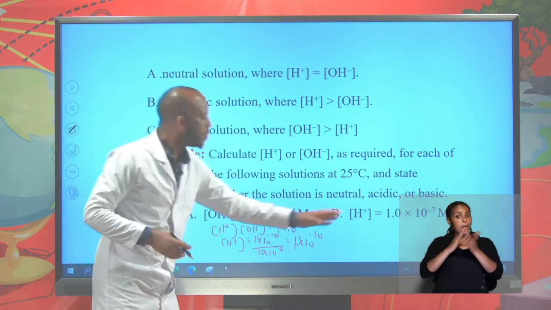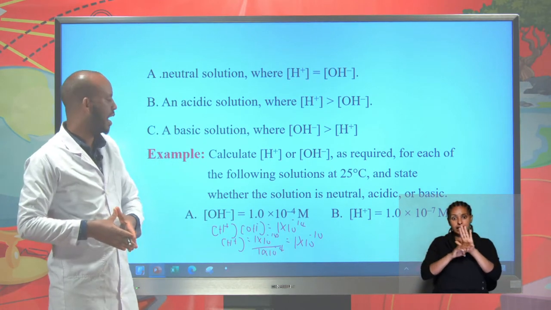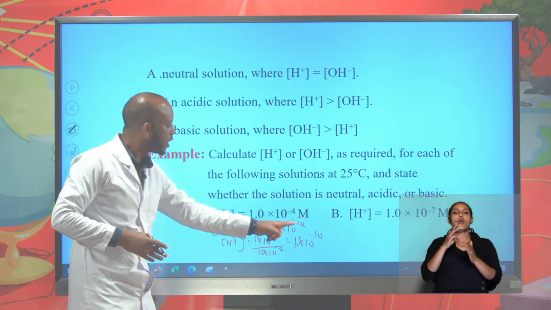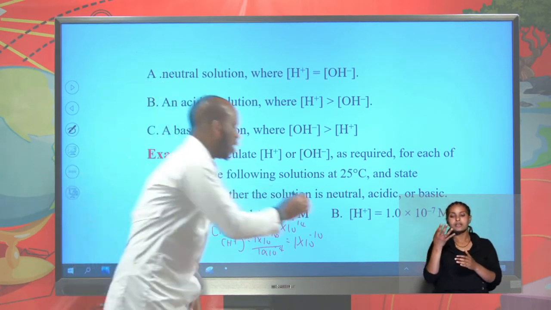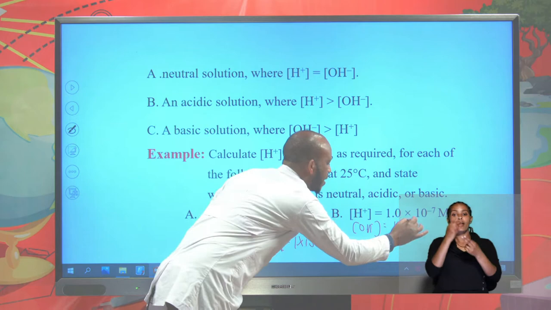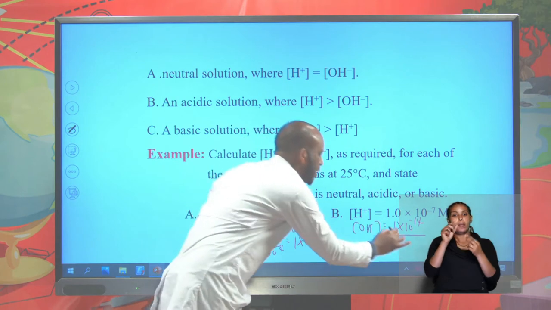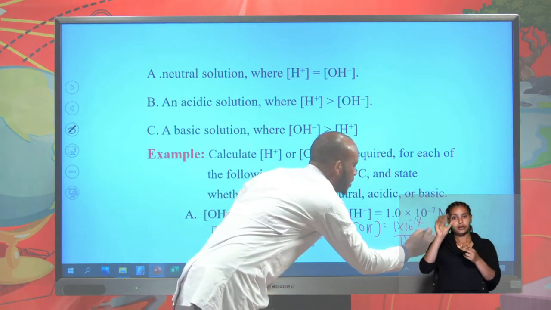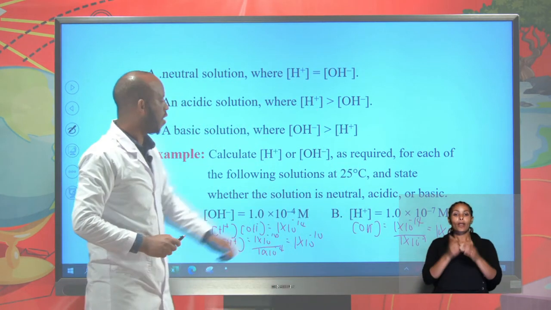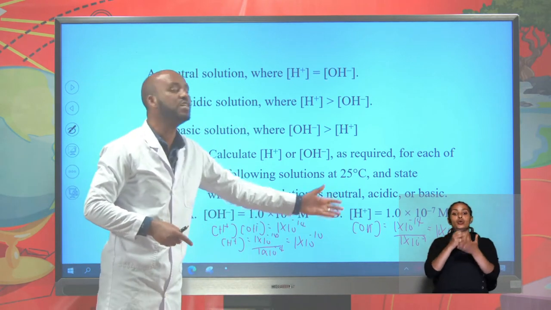B. H plus concentration is 1 times 10 raised to minus 7 molar. At 25 degrees centigrade, ion product of water is 1 times 10 raised to minus 14. Therefore, OH minus concentration equals 1 times 10 raised to minus 14 divided by H plus concentration, which is 1 times 10 raised to minus 7. 1 times 10 raised to minus 14 divided by 1 times 10 raised to minus 7 equals 1 times 10 raised to minus 7. Concentration of H plus equals concentration of OH minus. This solution is a neutral solution.